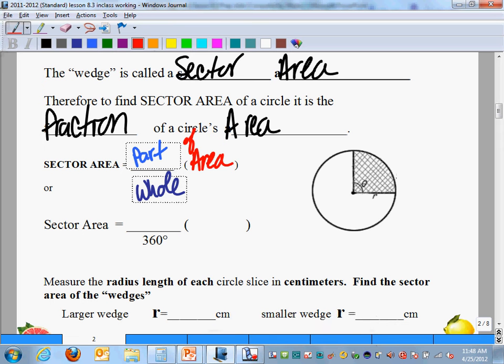This will help you remember it because you have to memorize these equations. Our part is going to be whatever the central angle is. We're going to call that theta. Greek letter. Over the whole, which is 360, of course. Part over whole, times area of a circle, which is pi r squared.